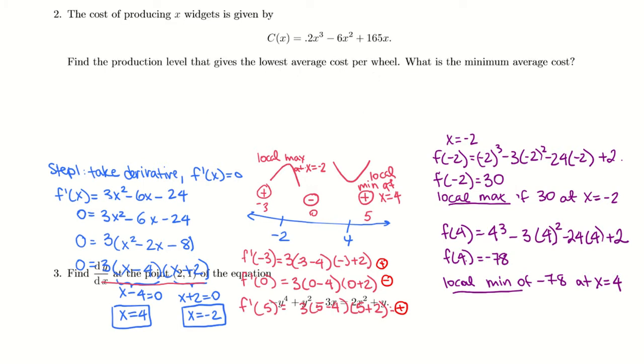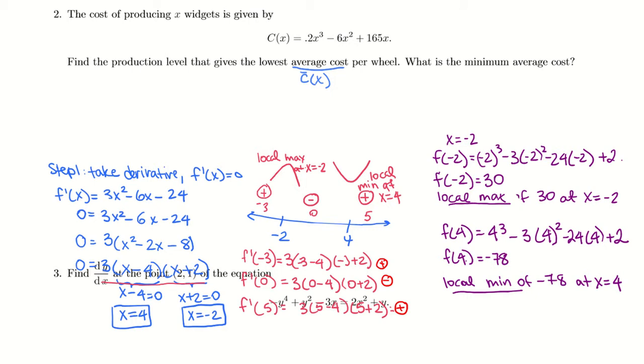Problem 2, the cost of producing x widgets is given by c of x equals 0.2x to the third minus 6x squared plus 165x. Find the production level that gives the lowest average cost per widget. What is the minimum average cost? So since we're given cost and we're looking for average cost, that means for lowest average cost, we're going to minimize the function c bar of x.